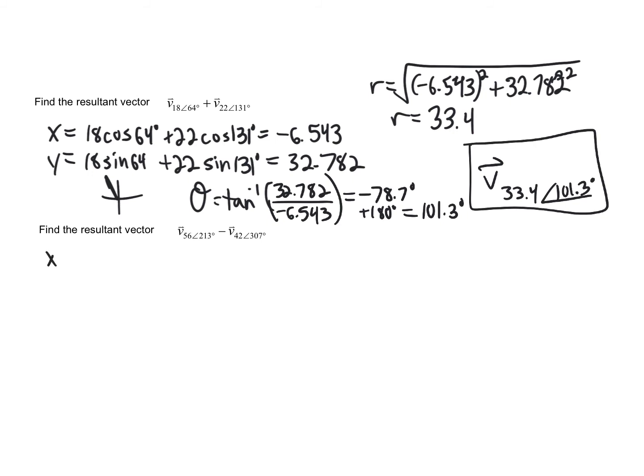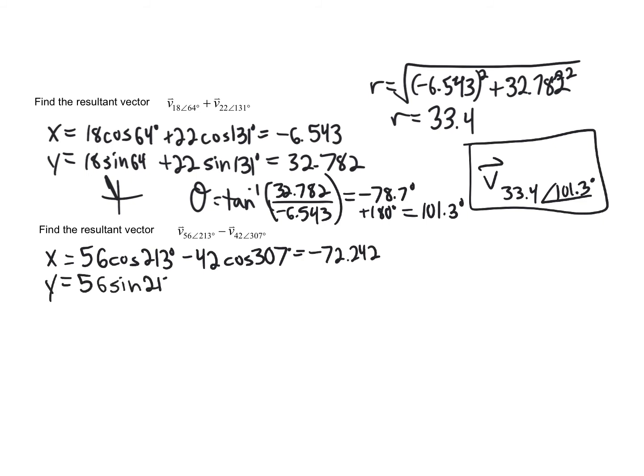Subtraction, same idea. Find your x and your y. So 56 cos 213 minus 42 cos 307, which is negative 72.242. Same idea for y, which is 3.043. So in this case, it's somewhere over here. We can calculate r.